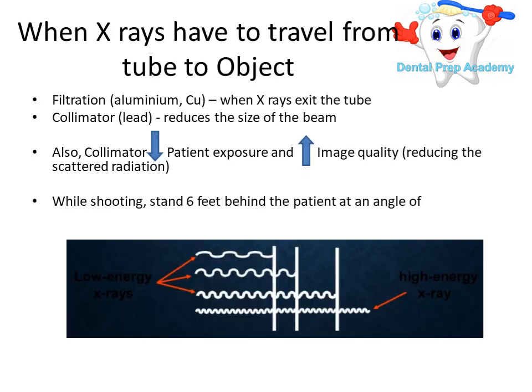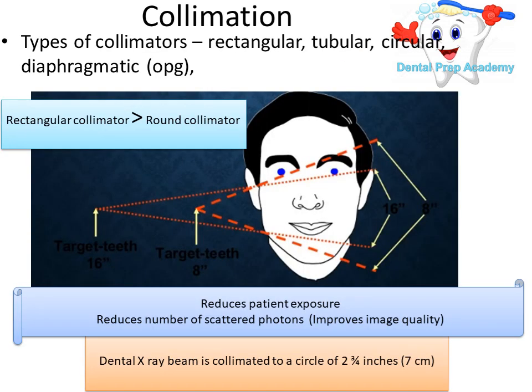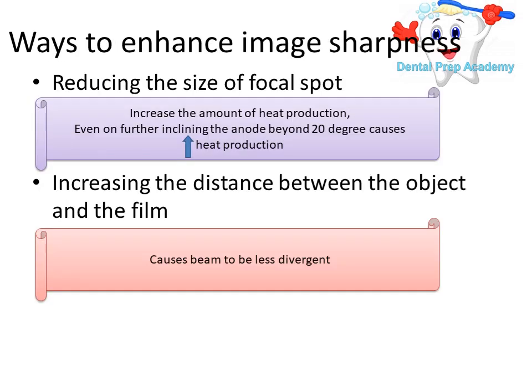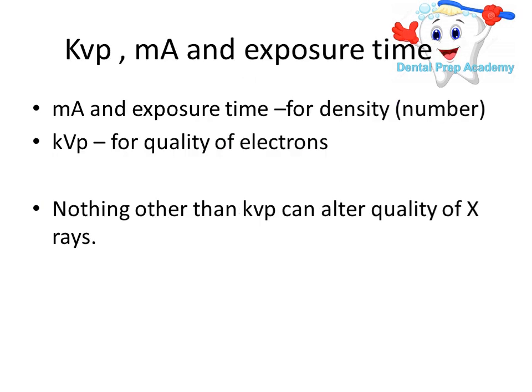Now, about filtration, one more. Increasing this size causes the beam to be less divergent, with rays coming from a point. So when we increase the distance between the object and the film, this causes the beam to be less divergent and to fall more perpendicular to the film, which increases the sharpness of the image.